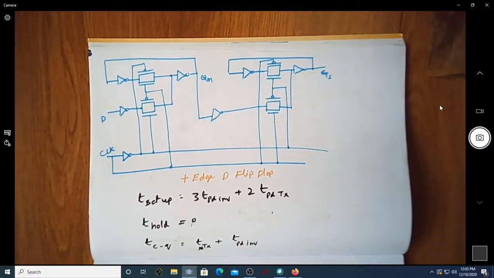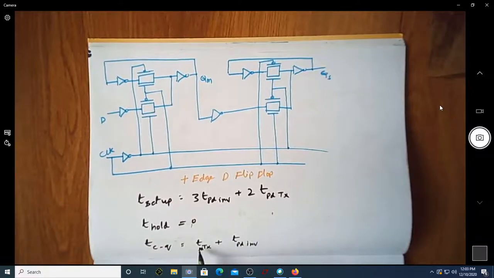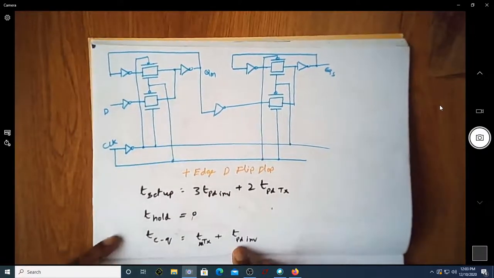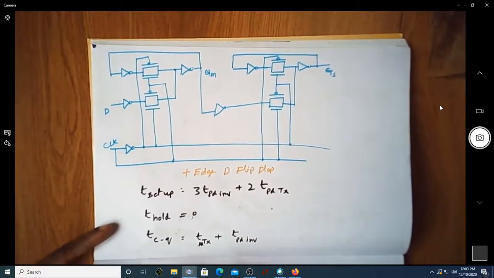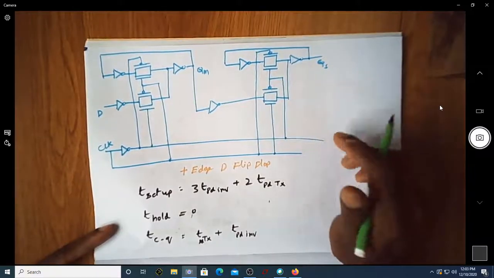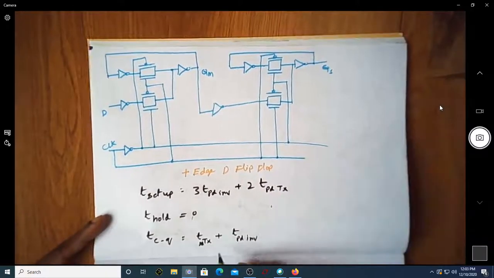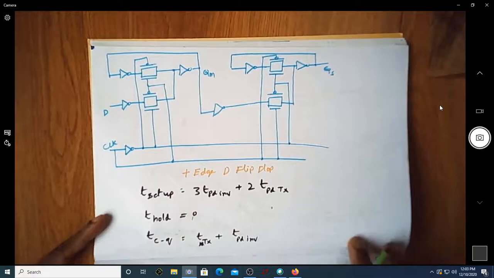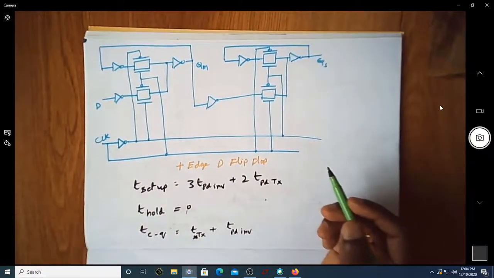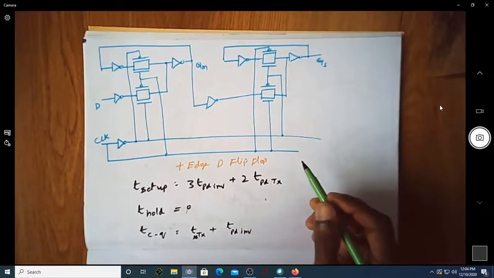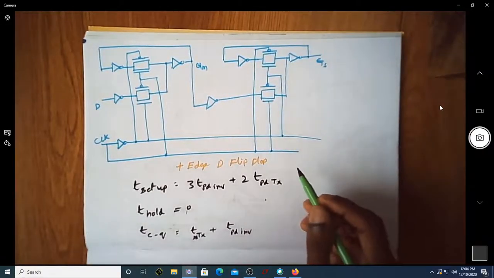And it was also found that the clock to Q delay happens to be 1 transmission gate delay plus the propagation delay of 1 inverter. So by the time the Q responds to the output voltage, it takes hardly this plus this time so that you can get the output. So we will see one major issue with this type of configuration.